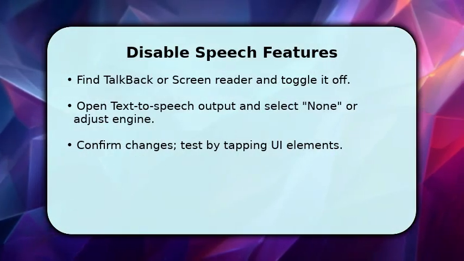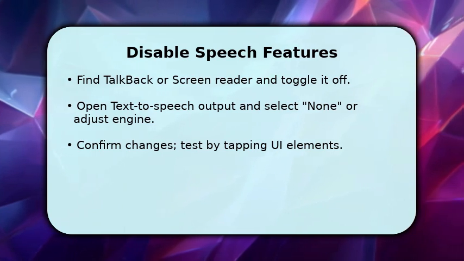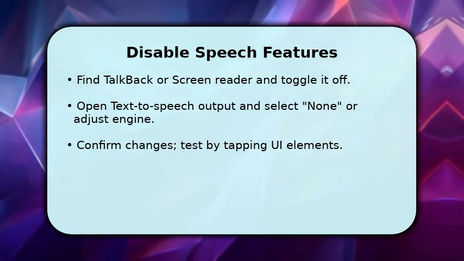Once in Accessibility, locate TalkBack or Screen Reader and turn it off with the toggle. You do this first because TalkBack changes how taps and scrolling behave.